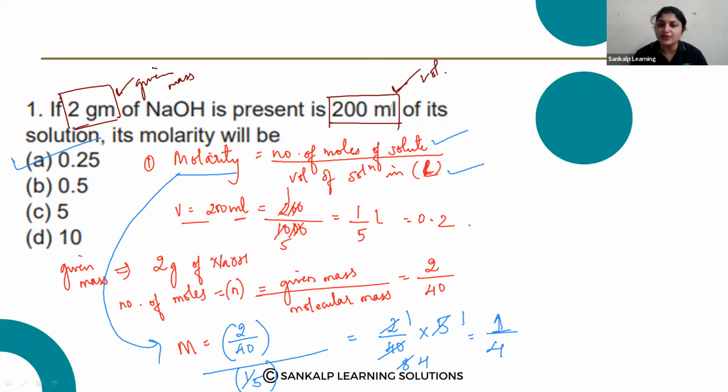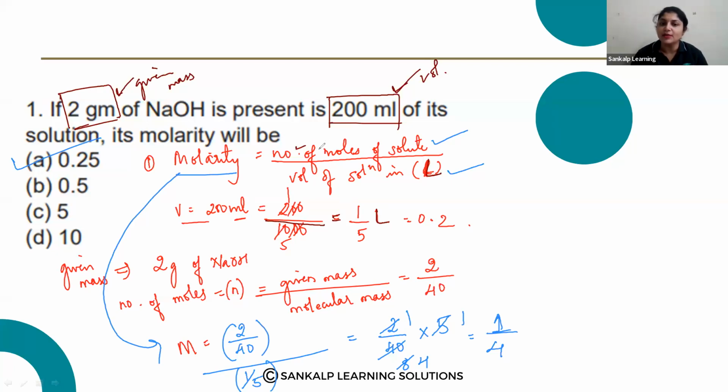Now, what do you have to do first? You know molarity is the number of moles of solute divided by volume of solution in liters. So we want to convert this ml into liters. How do you convert 200? 1 liter is 1000 ml. So 200 divided by 1000. Just divide it. You get 1 by 5 liters. So this is the volume you get in liters.